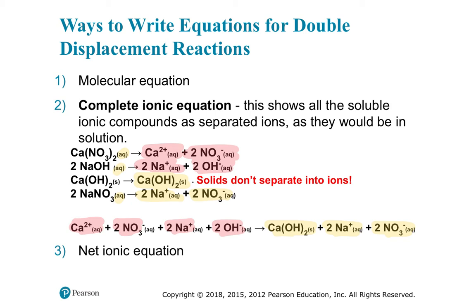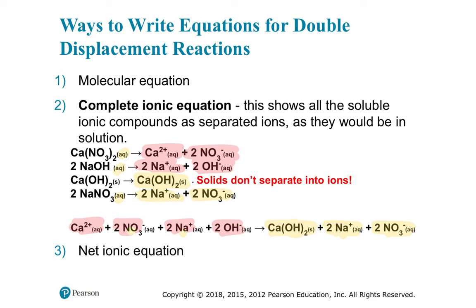So one thing you should notice is that it stays balanced if the compounds are dissociated properly. And so you can see that you're going to have 2 NO3 minuses, 2 Na pluses, and then your 1 calcium ion and 2 of the hydroxide ion. So it stays balanced for you.